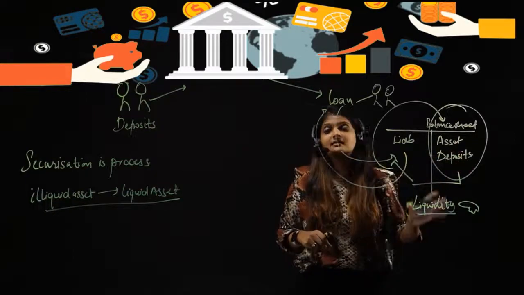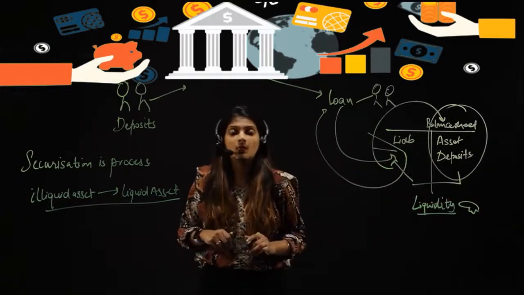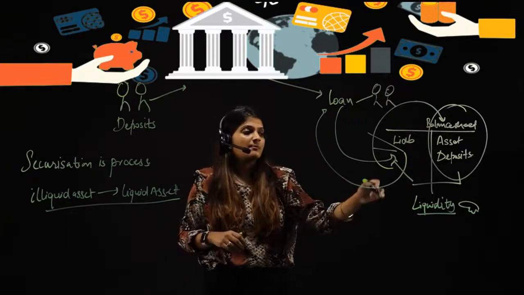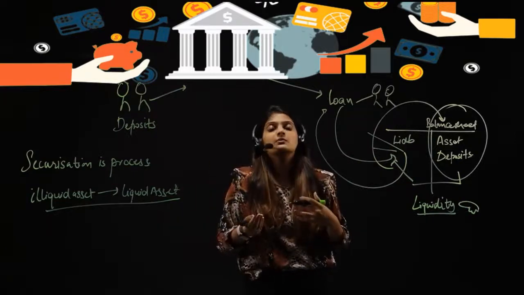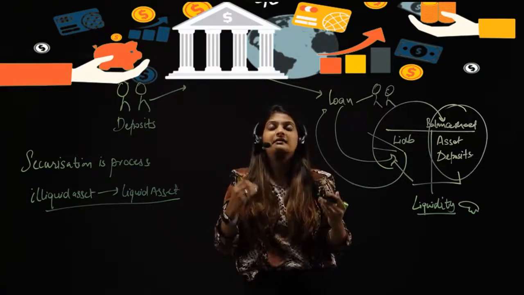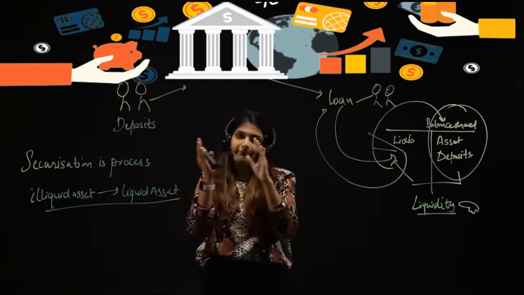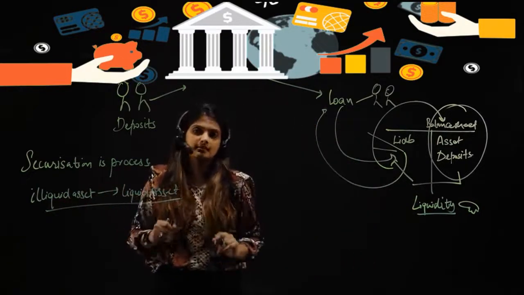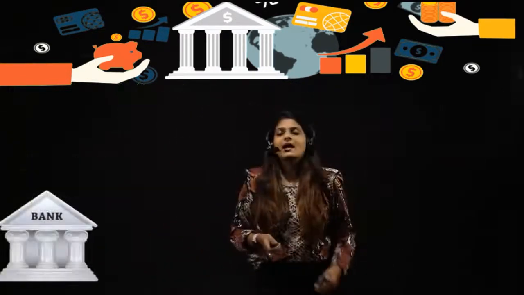So here the bank is in a dilemma that it cannot lend further loans to the public because of the lack of asset requirements. So what happens under securitization? The bank will satisfy its liquidity needs and it can further lend the money to the public and continue the cycle of lending and borrowing through the securitization process. So under securitization, the bank's illiquid assets are converted into liquid assets. But how does this procedure take place? Let's see.